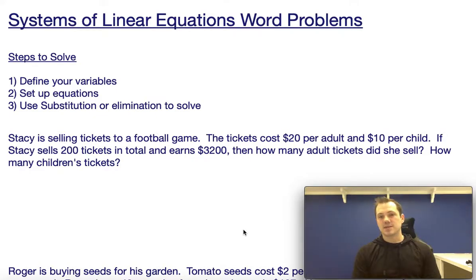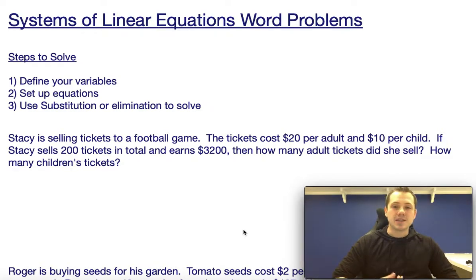When solving system of linear equation word problems, there are really a few steps to keep in mind. The first step is you first need to define your variables. You can use x and y, or you can try to use more descriptive letters. For example, in the first problem, I will use A for adults and C for children, so it's easier to keep track of which variable's which.